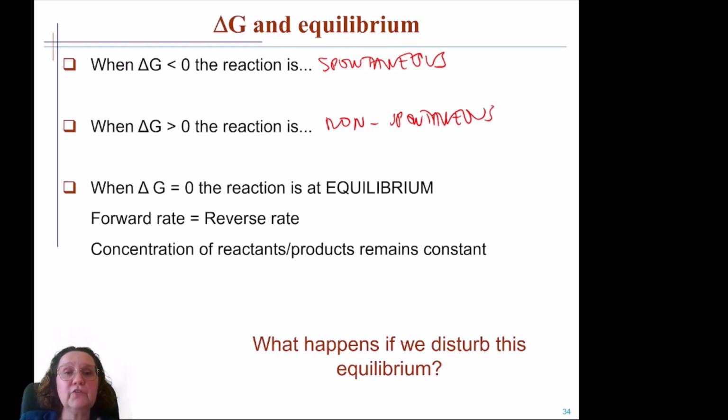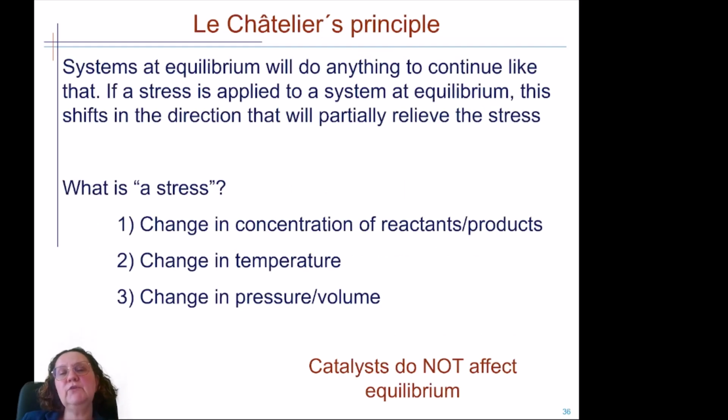So there are ways in which you can disturb the equilibrium. The reaction momentarily will leave this equilibrium state. The reagents and the products will react in a way that it will go back to the equilibrium state. And the equilibrium state will be reached, but with different concentrations of the different reagents and products. So what happens if we disturb the equilibrium?